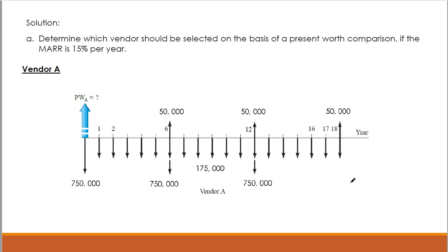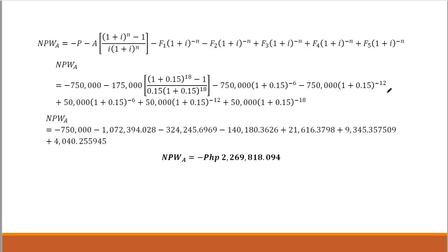So we're going to use the present worth method. Since this is a service project, we're going to compare the cost of each project or vendor in this case. So, here is our equation to solve for the NPW, net present worth. So, F1, F2, F3, F4, and F5.